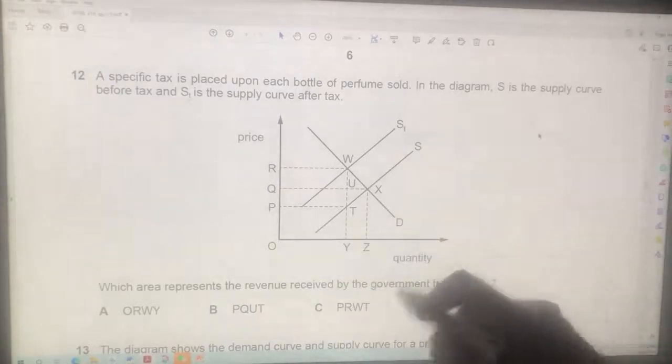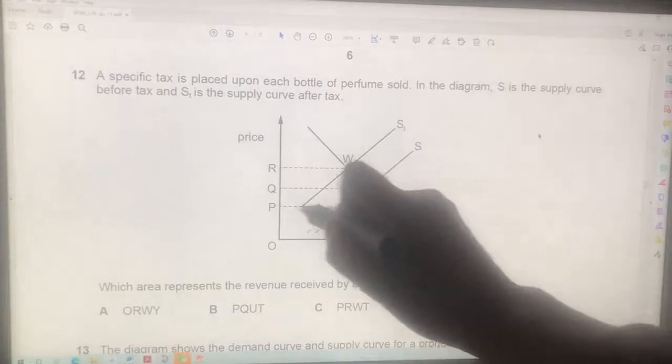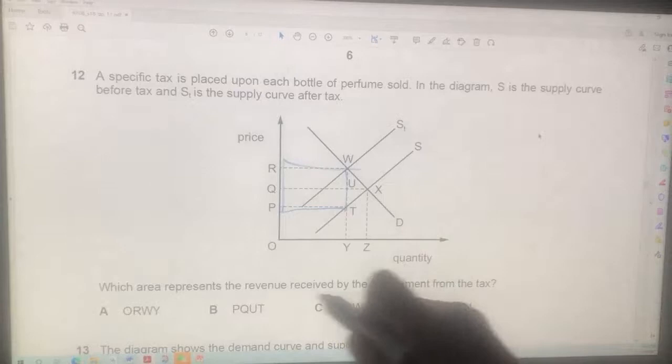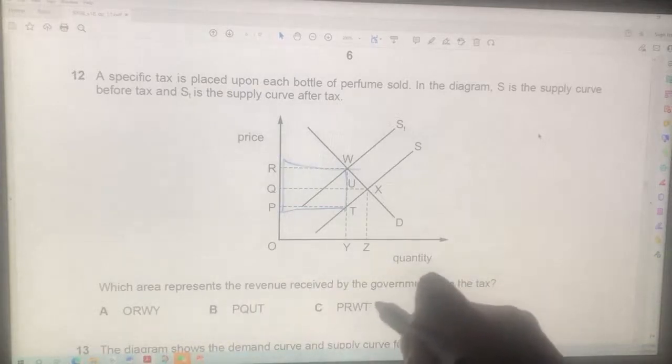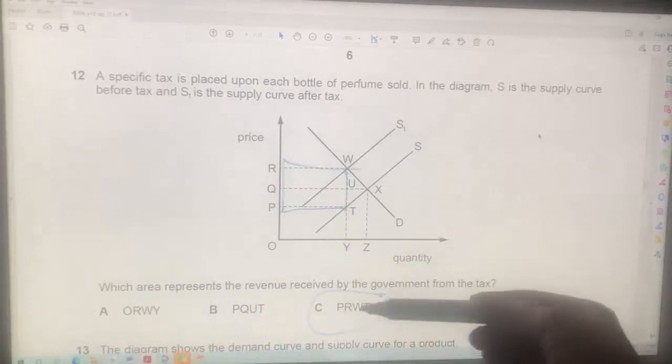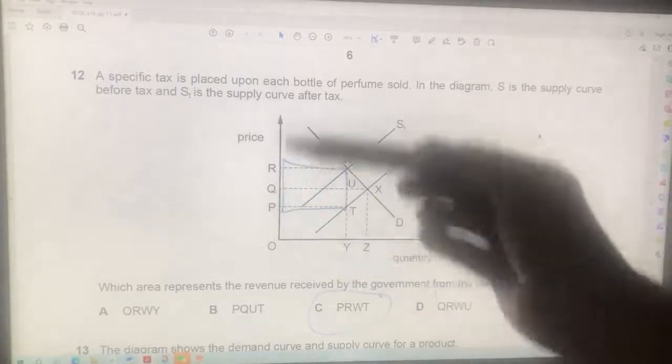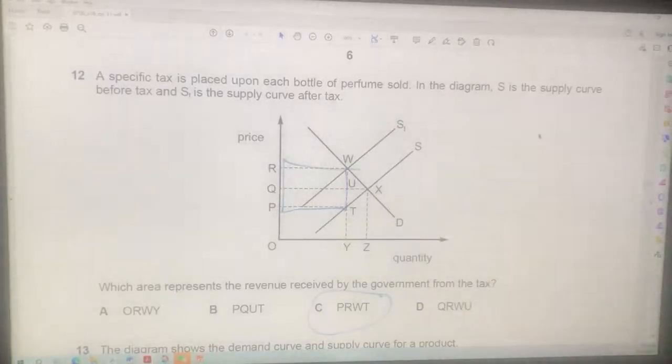The revenue received by the government would be WTPR. WT, and I just look for it here. This is the only one with WTPR. Make sure that's correct. Yeah. The answer for 12 must be C.